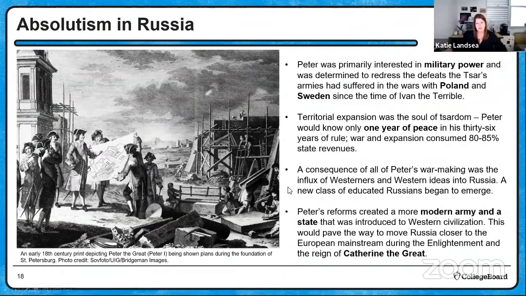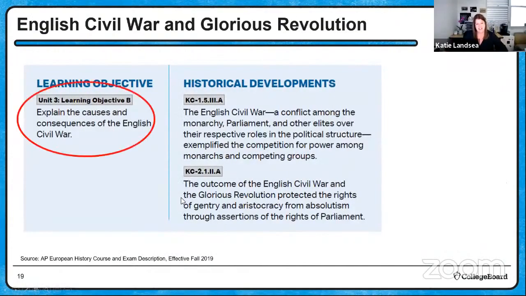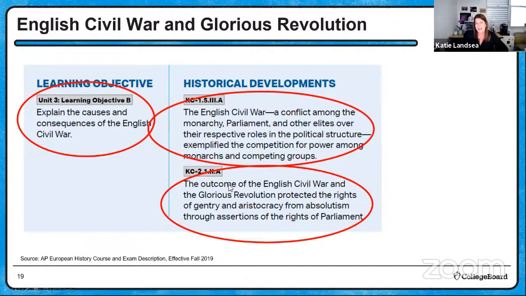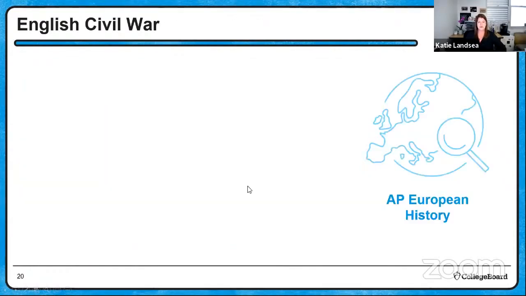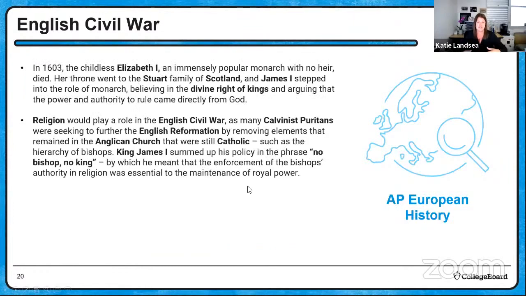Okay, so now we're going to shift over to England. And pretty much I'm going to touch on, but not go into depth, because as Todd said, we can't cover everything. The learning objective and the historical developments that you see. So we're going to talk a little bit about the causes and consequences. We're going to talk about the English Civil War, and we're going to talk about after the English Civil War and the Glorious Revolution. So to kind of start off, we're going to contextualize.